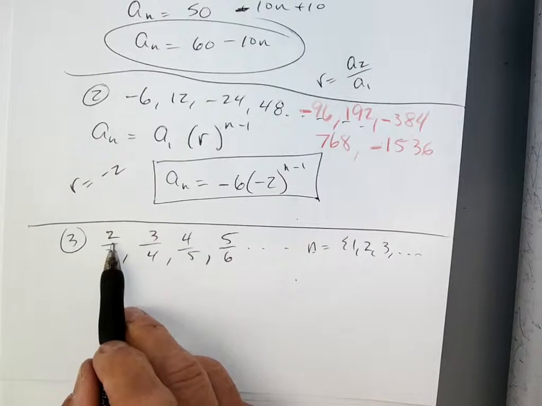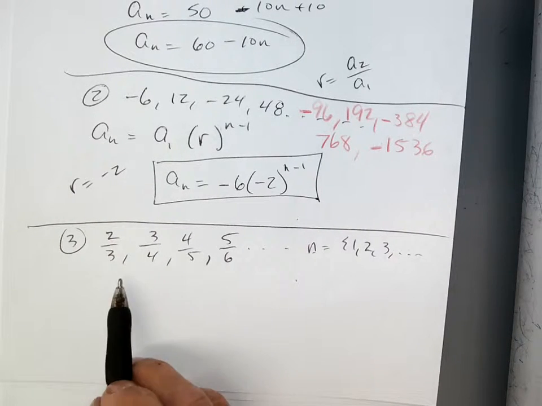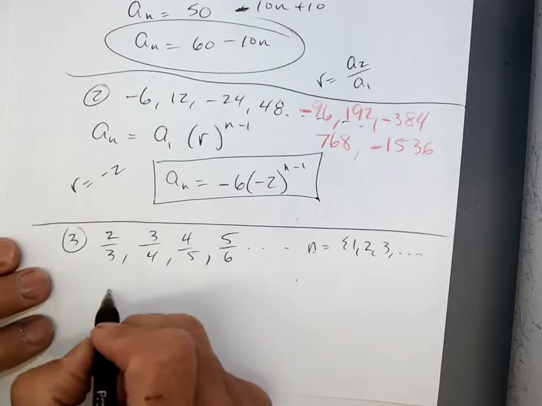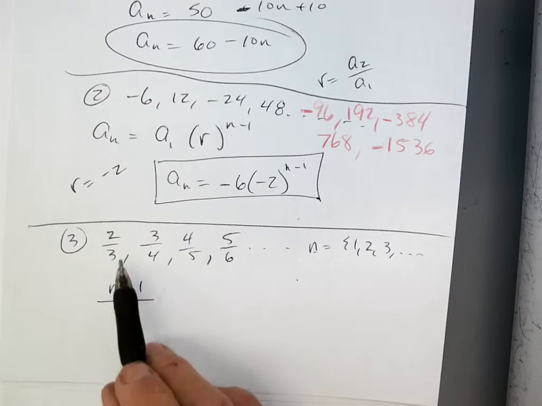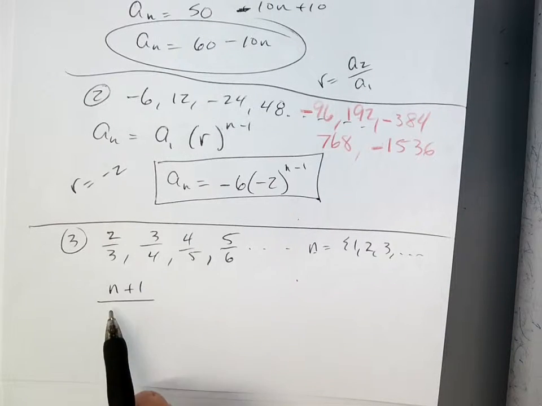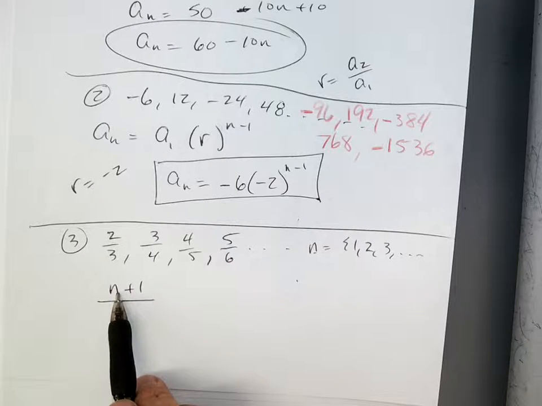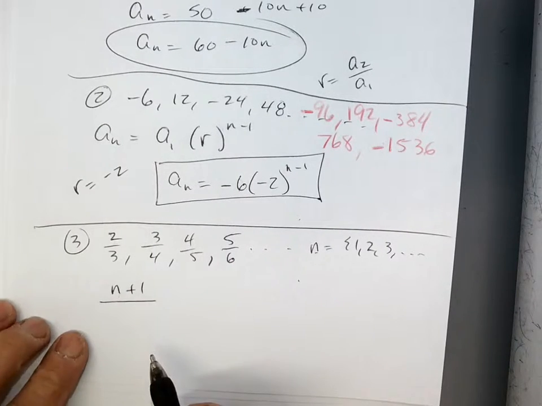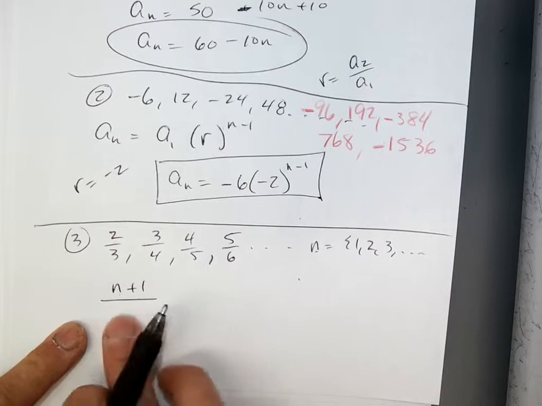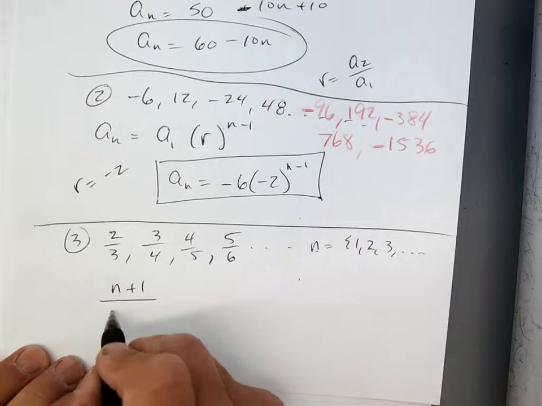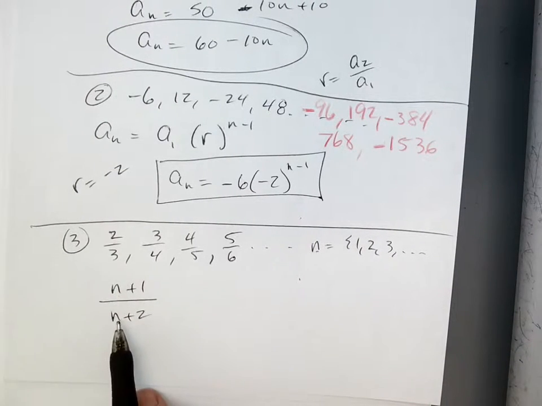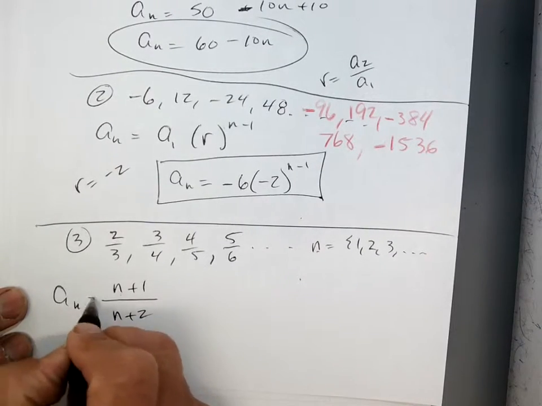So my formula is 2, 3, 4, 5. On the top, this is going to be n plus 1, because if I plug in 1, I get 2. If I plug in 2, I get 3. If I plug in 3, I get 4. If I plug in 5, I get 6. But on the bottom, it's going to be what? Take a guess. What's on the bottom? N minus 1? N plus 2. Nice job. N plus 2. Because if I plug in 1, I get 3. If I plug in 2, okay, so I have a formula: a of n equals that.